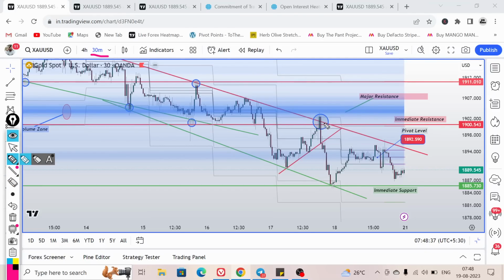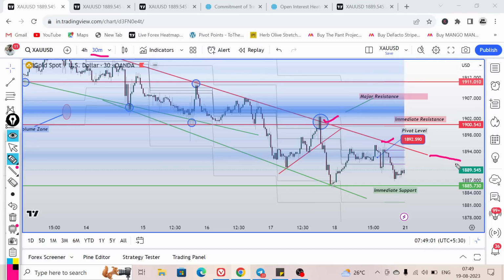Okay, so at this point you can also see a rejection of price from this trend line, and in yesterday's, or Friday's, trading session we have also seen a rejection from this trend line. So every time price tried to break above this, price got rejected. So this is the major price action move that we can consider.